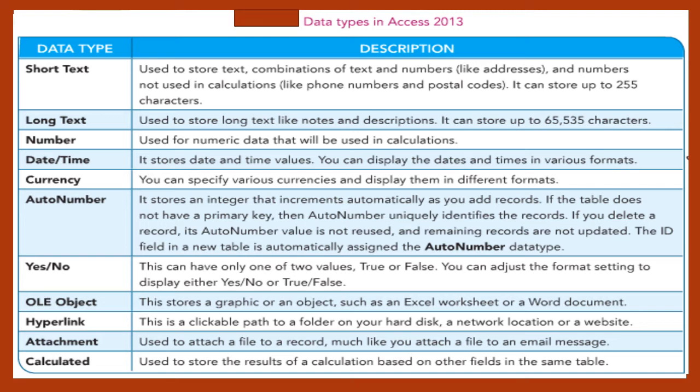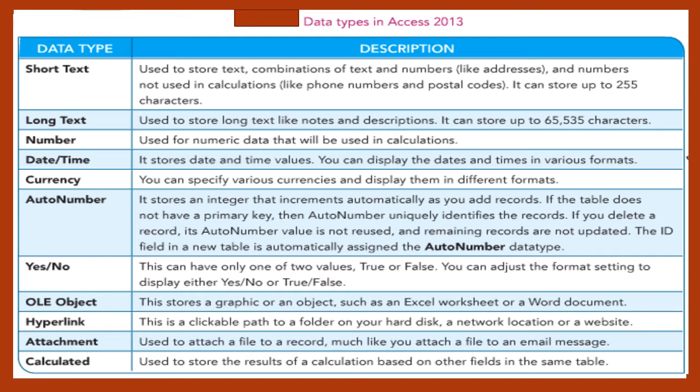The fourth type of data type is date and time. It stores date and time values. We can display the dates and times in various formats. The fifth type of data type is currency. It can specify various currencies and display them in different formats.